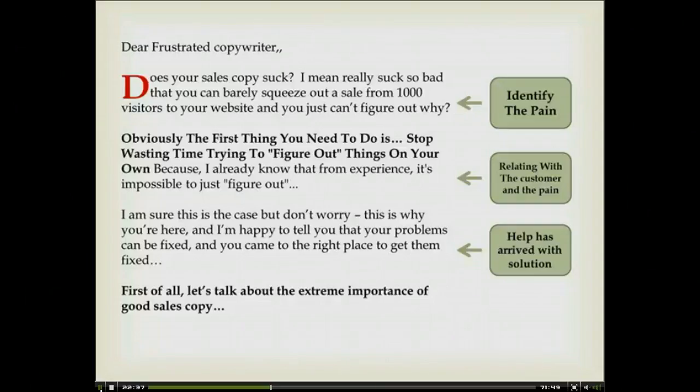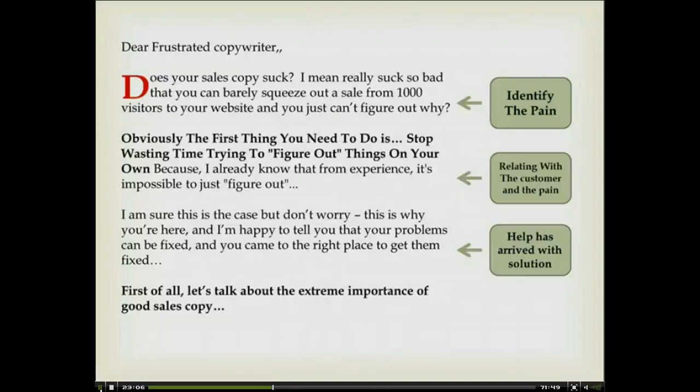First, you're going to start out by identifying the pain. Basically the pain is this: does your sales copy suck? I mean, so bad that you can barely squeeze out a sale from 1,000 visitors to your website and you just can't figure out why. What's the pain? They've got this sales copy sitting out there. They've got visitors coming and they're just not making any sales. They're not getting any results from all the effort, and they can't figure out why. They're just dumbfounded. They're just like, I don't understand this.